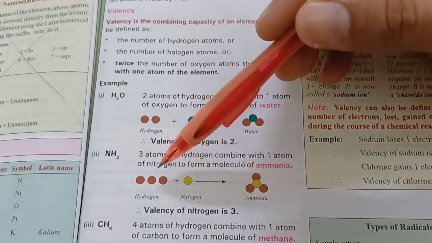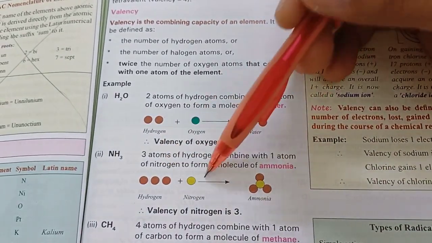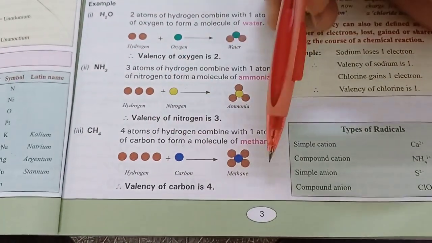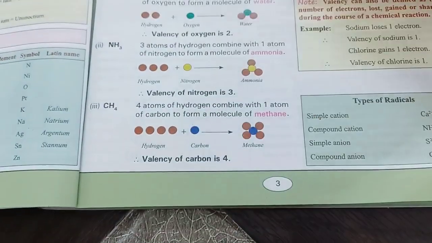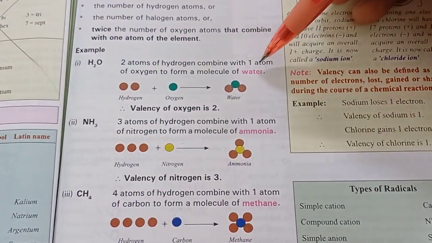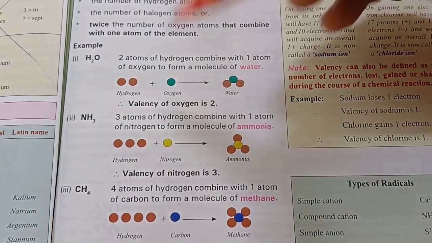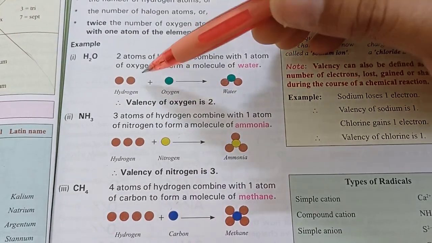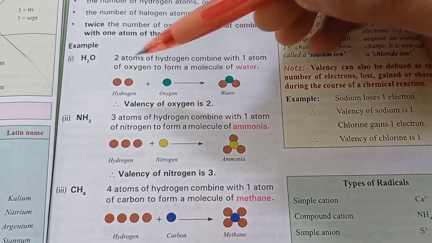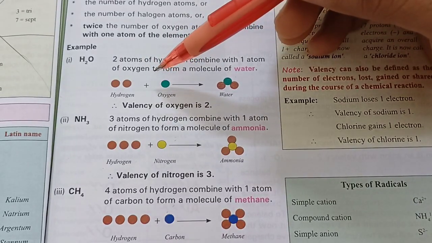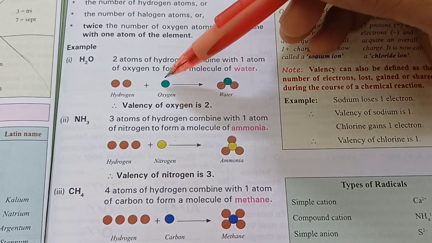Nitrogen can combine with 3 hydrogen atoms, so valency is 3. Carbon with 4 hydrogen atoms to form methane, so valency is 4. But now this method is not used because there are some elements which cannot combine with or displace hydrogen. And also, what if it combines with some other number of hydrogen atoms? For example, in hydrogen peroxide, H2O2, 2 oxygen atoms are combining with 2 hydrogen atoms. So then the valency of oxygen is not seen to be 2.